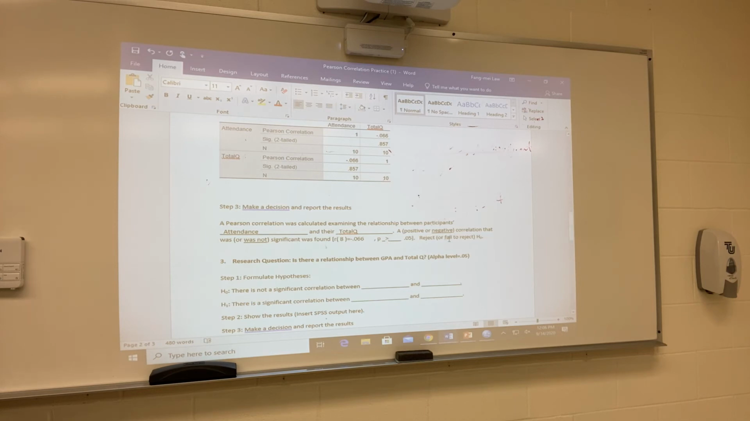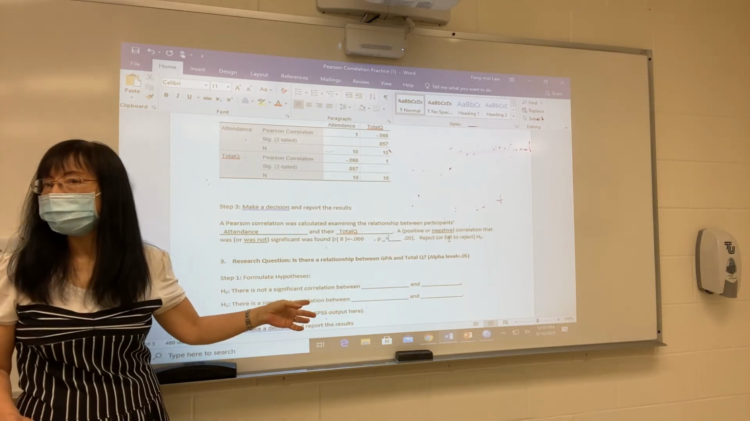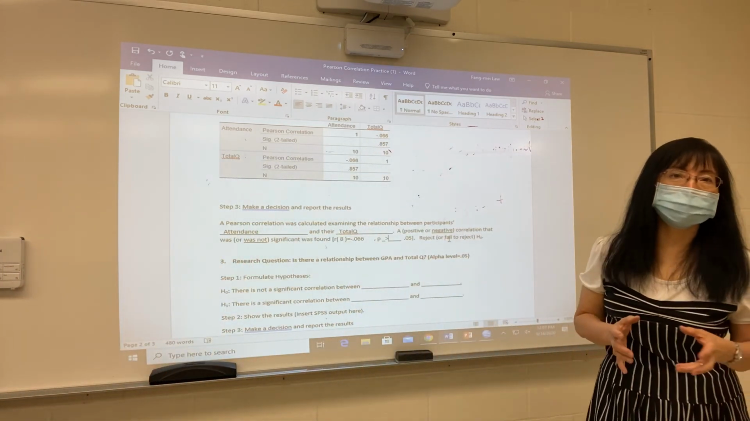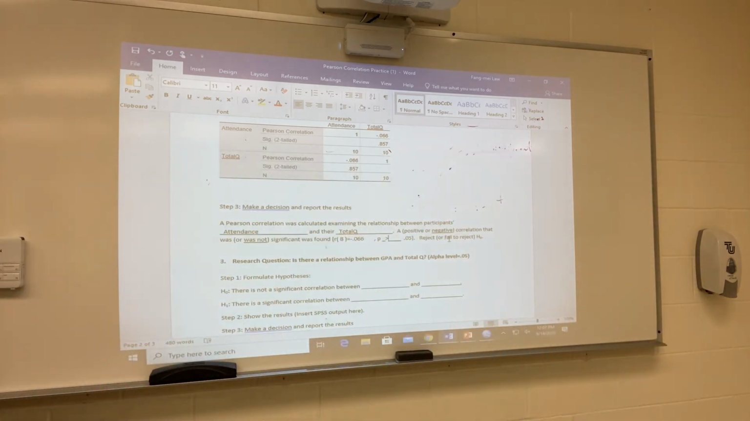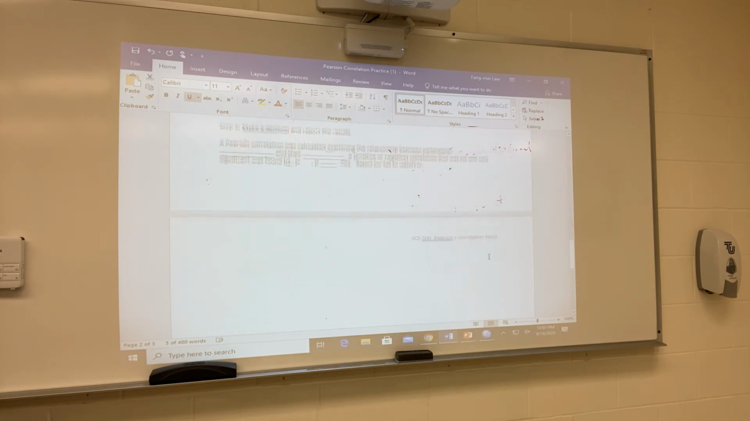So do we reject or fail to reject? They are greater than 0.05. So do we fail to reject or do we reject? We still fail. So fail to reject. That means the total Q and attendance have no relationship.